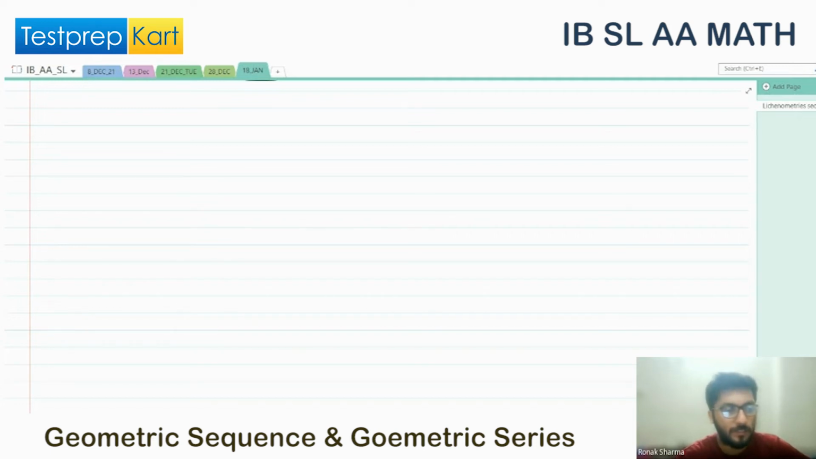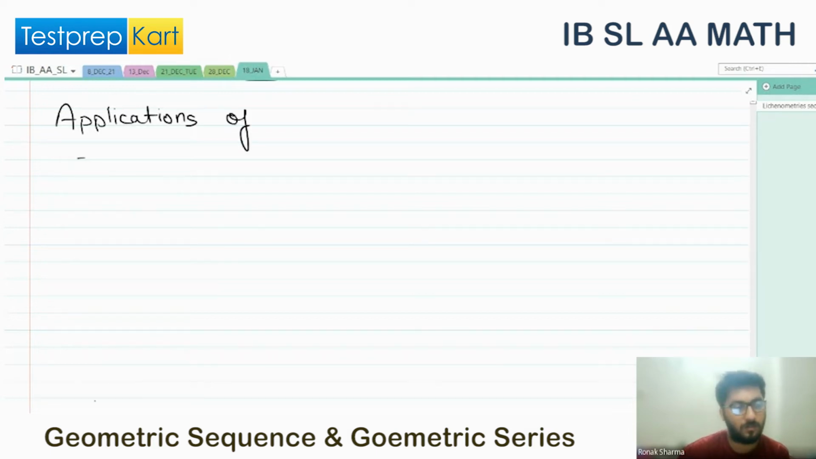But yes, let us discuss the basic thing, that is the applications of arithmetic and geometric series. We have basically two things: the simple interest and the compound interest. Applications of arithmetic and geometric.